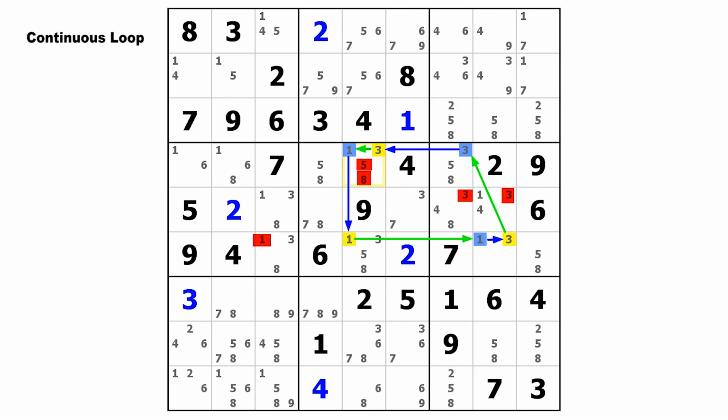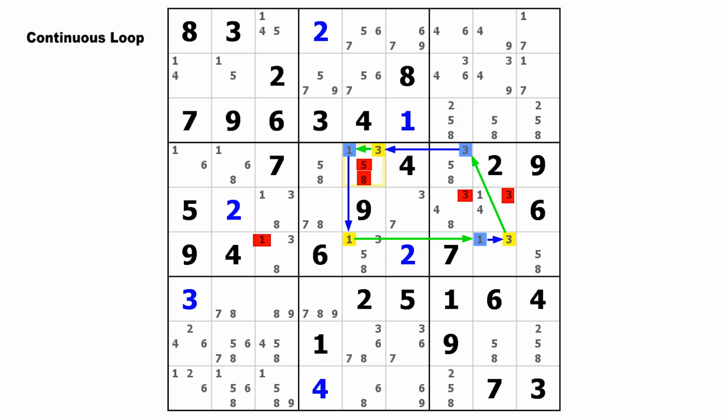But as soon as your chain has 2 same-digit endpoints that land in the same house, or 2 different digit endpoints that land in the same cell, then the whole ballgame changes. When this happens, you can make a weak link between those 2 endpoints, which forms a continuous loop. And because the chain is now a loop, we can make useful deductions about all the candidates in the whole loop. This is fantastic. The only downside of a continuous loop is that they are somewhat of a rare occurrence.